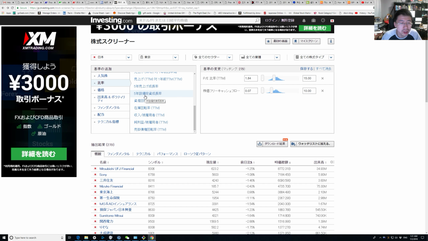This is something I haven't seen in any US screeners. This is a 5-year equipment investment growth rate. So I think this is 5-year capex growth rate. I think that's what it meant. And then you've got the asset turnover rate, the inventory turnover rate, and then you have some employee metrics: revenue per employee, income per employee, and I have no idea what this is.